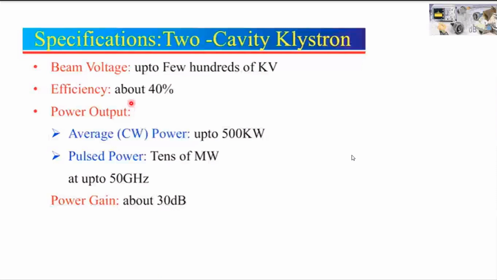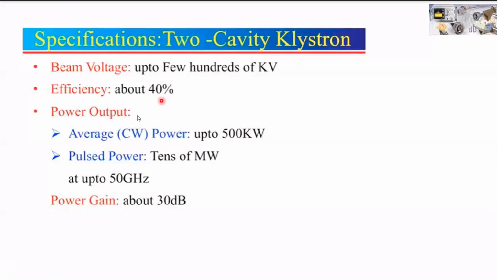Sometimes they ask the principle of the klystron, sometimes they ask what is the efficiency of two cavities. Some objective type questions are asked from here. So this is generally the specification of the two cavity klystron. Beam voltage up to a few hundreds of kilovolts. Efficiency is about 40%. Less efficiency.